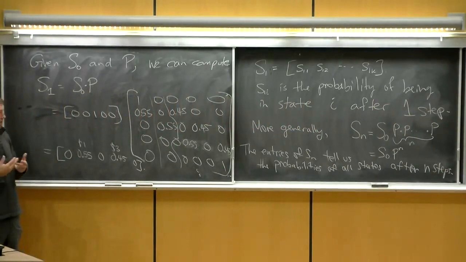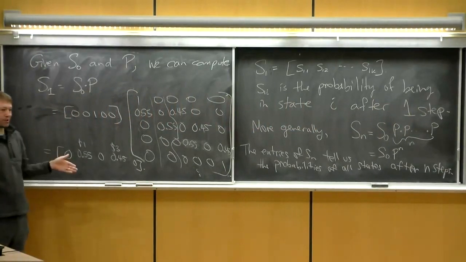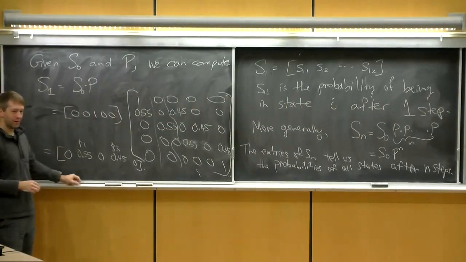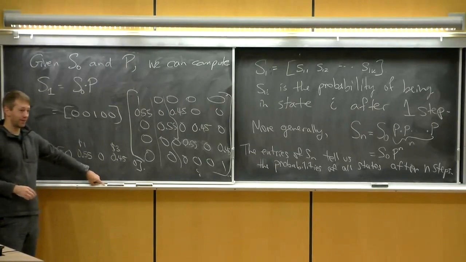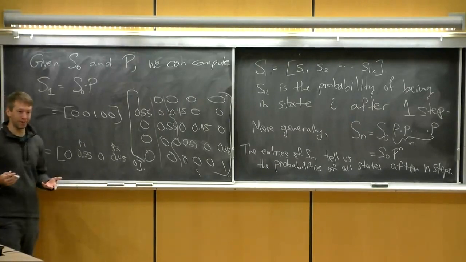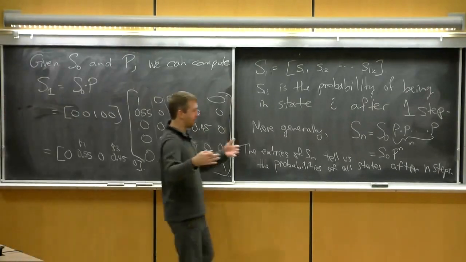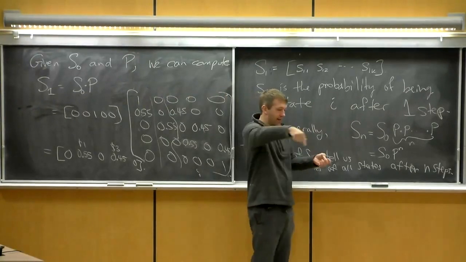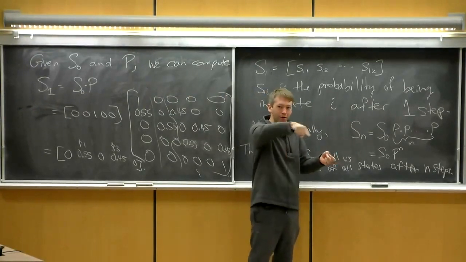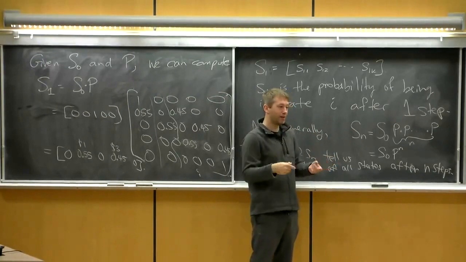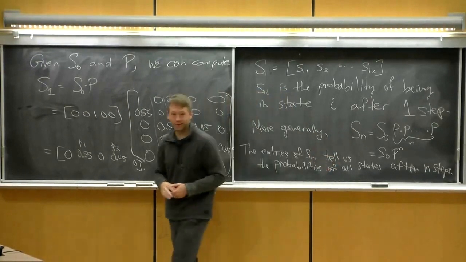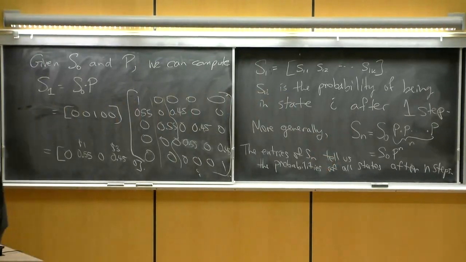Here's a question. What happens if I take Sn and I add up all its entries? It's the same question as before, basically, right? It should be 1, because if I take 100 steps and I look at all the different states and ask what the probabilities of being in each are, and I add them up, it should add up to 1, right? Because you have to be in some state. Okay.